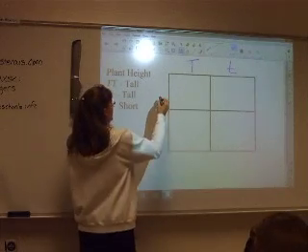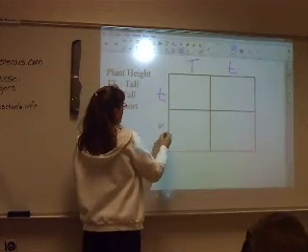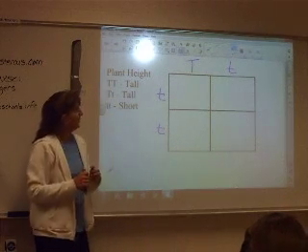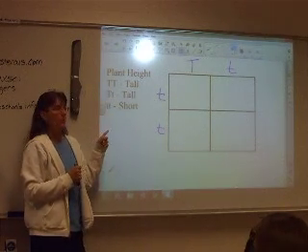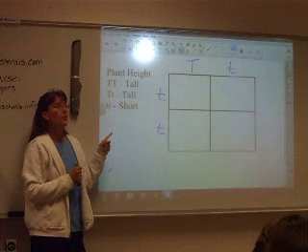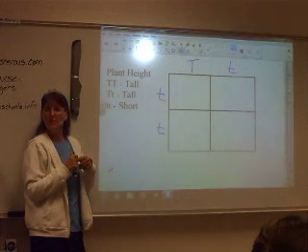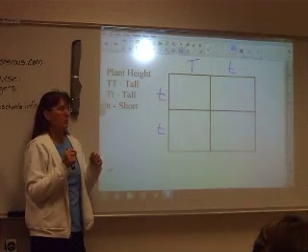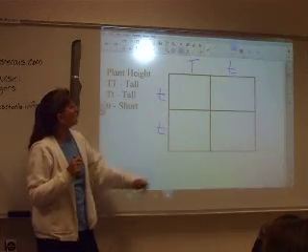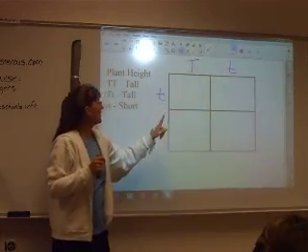And our second parent plant is tall or short? Short. Dominant or recessive? Recessive. Pure or hybrid? Pure. Heterozygous, homozygous? Homozygous. All right, so we have a tall parent and we have a short parent.